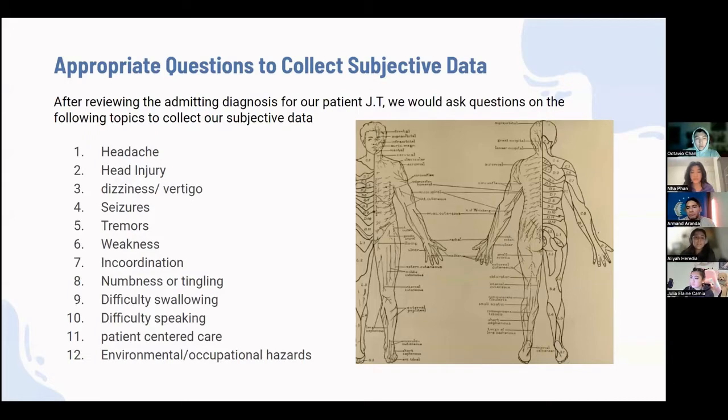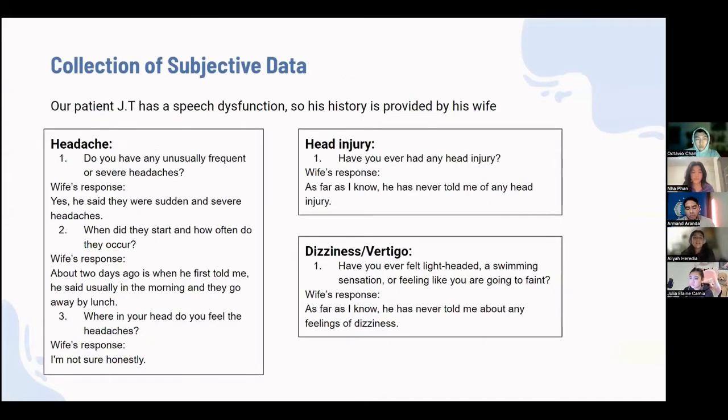Okay, so because our patient JT has speech dysfunction, his health history is provided by his wife. Keep in mind, she doesn't know exactly everything, because again, only he knows what he feels. So some of this is a little broad.